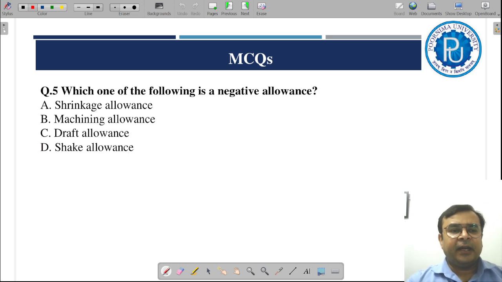And at the last, which one of the following is a negative allowance? I already told you, shaking allowance is negative. This is the only allowance in which we need to reduce the size of the pattern, and for the rest of the allowances we always need to provide a slightly bigger pattern over the actual casting. So this is all about pattern allowances and some MCQs related to this topic.